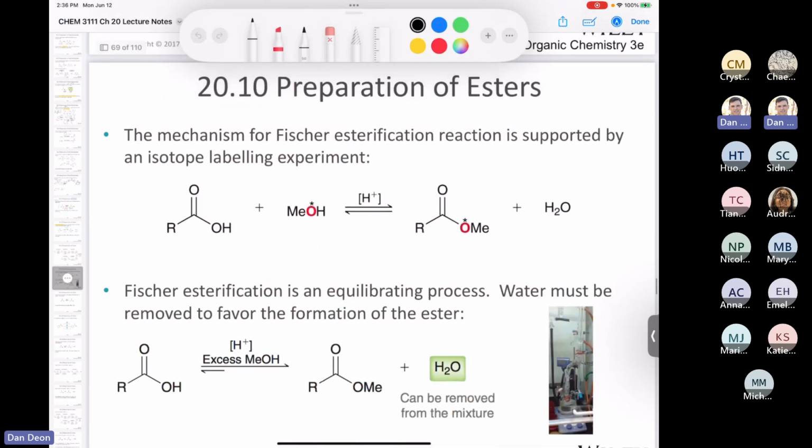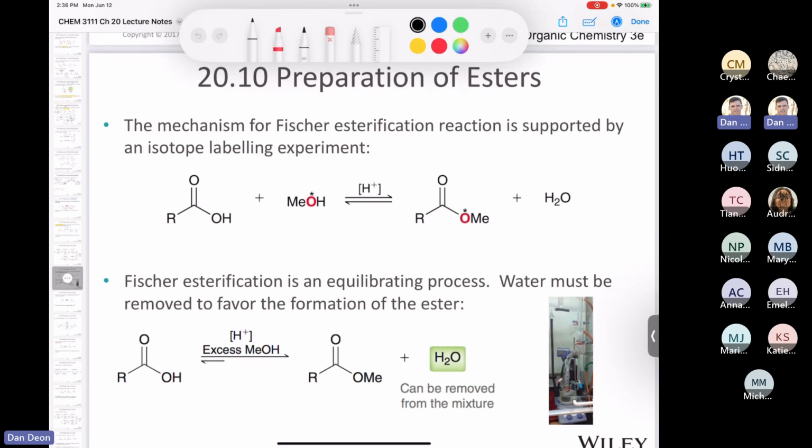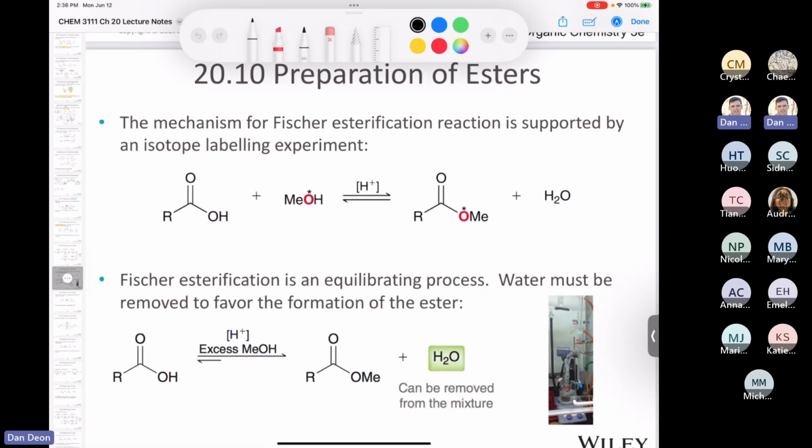And there is actually proof of this mechanism by doing an isotopic labeling experiment here, where they put in oxygen 18 in the methanol, and then it shows up incorporated into the ester. So it's a proof. And I've brought this up to you in class before.